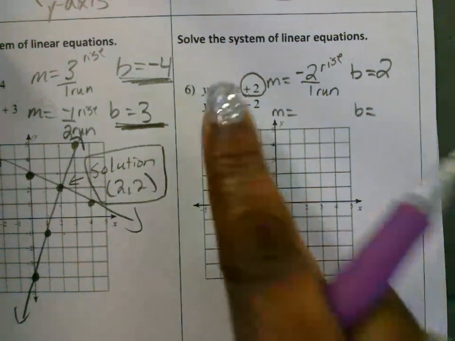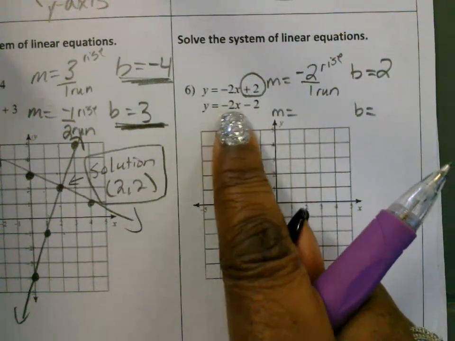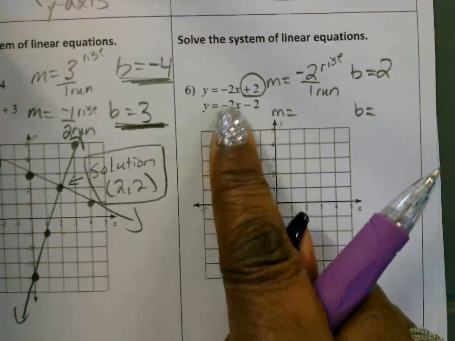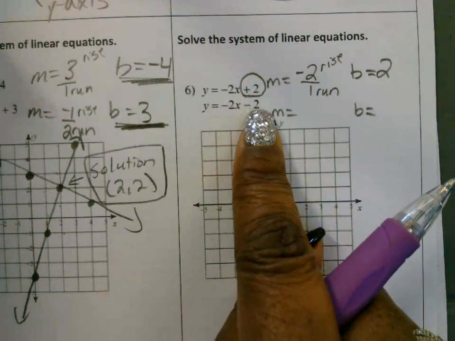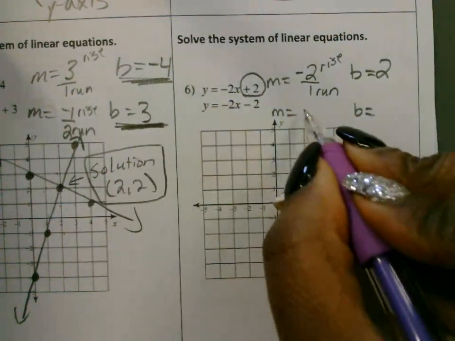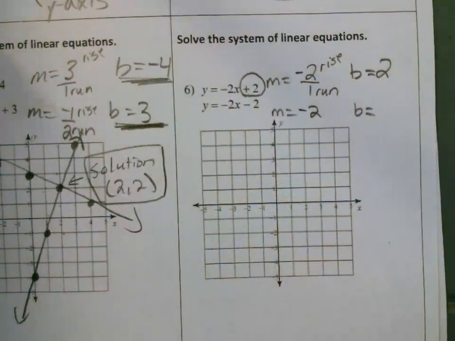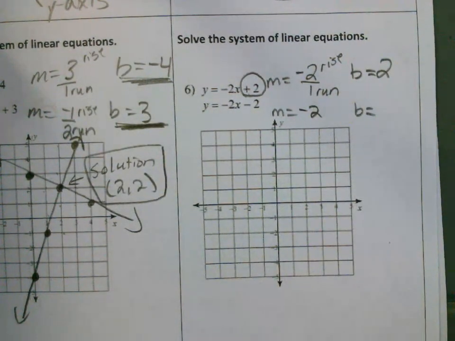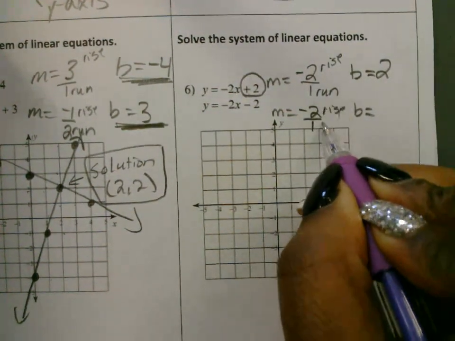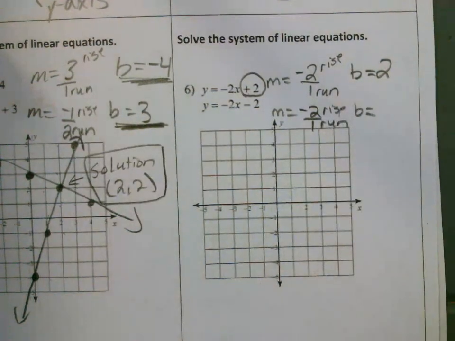Amari, look at the second equation. Which one of these numbers is going to be the slope? Is it the number that's attached to the X or the number that has no X beside it? Very good. So the -2. That's attached to the X. How do we write? Put a 1 underneath. Top number is rise. Bottom number is run.